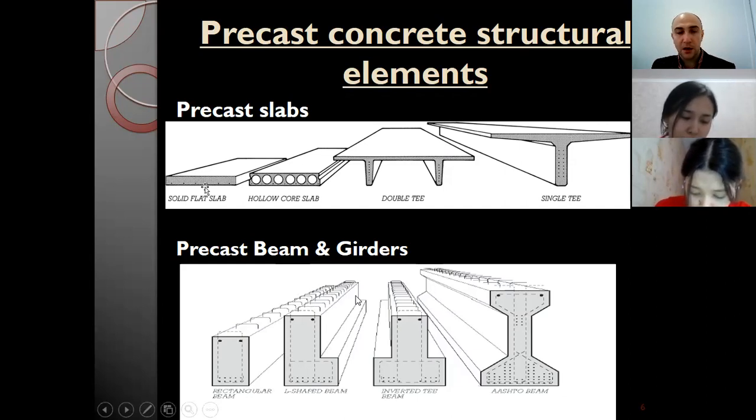Precast beams and girders. They can also be of various shapes: rectangular, L shape, I beam shape, and T beam shape.